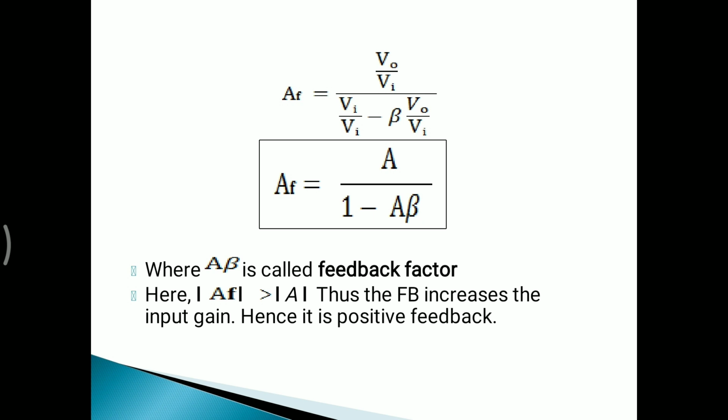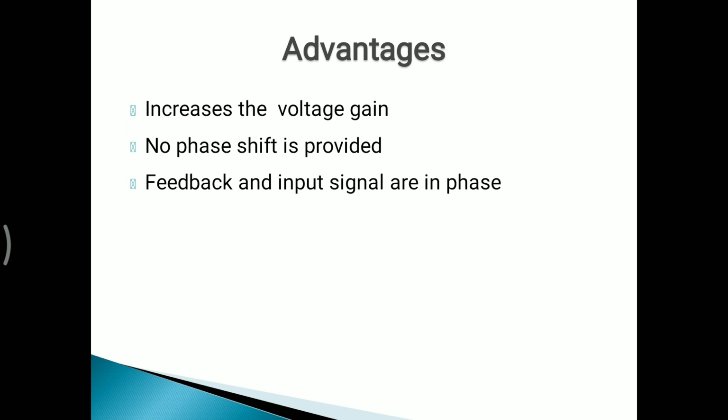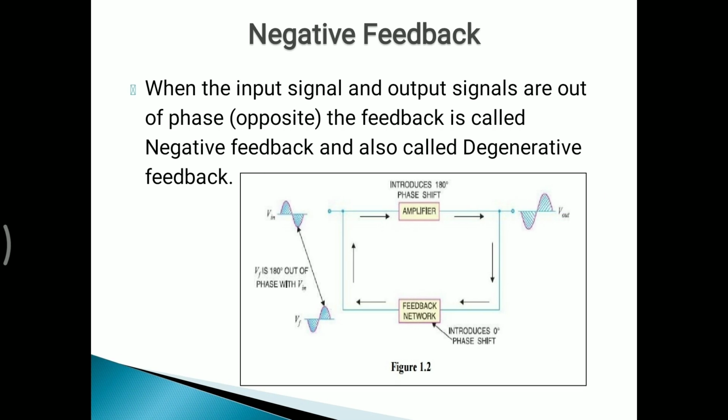Next, the second feedback is the negative feedback. Then the advantages of positive feedback: it increases the voltage gain and it does not need any phase shift. That's why no phase shift is provided. Feedback and input signals are in phase. So then only it will give us the same signal as the input, like the input source voltage. So next we discuss negative feedback.